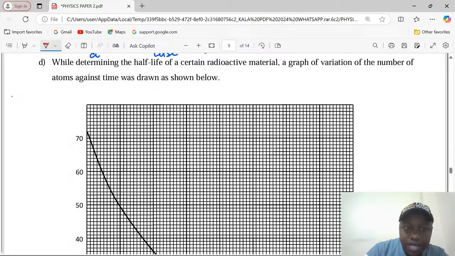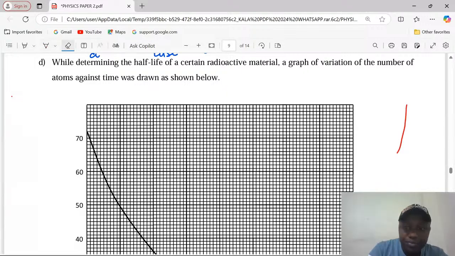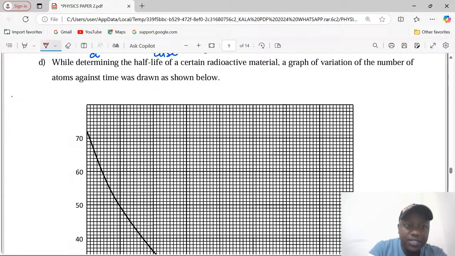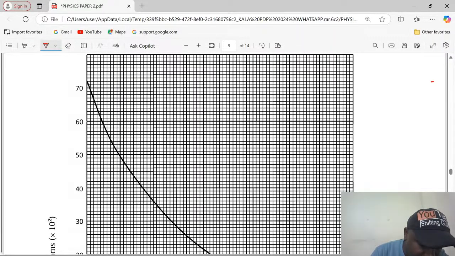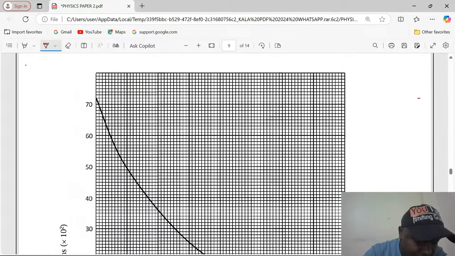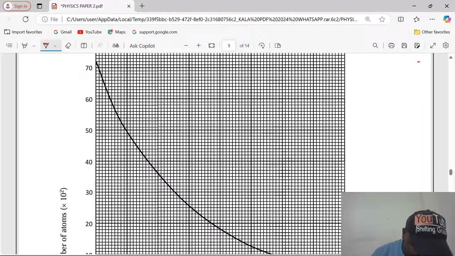I hope the graph is clear for you people. I hope it is clear for you people. From wherever you are, please confirm that you can see this graph clearly. I'm trying to project it. I'm trying to focus it to the best of my ability. People are watching even from outside Kenya. Yeah, the graph is now clear.